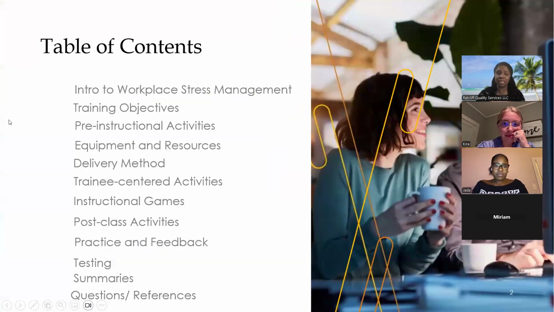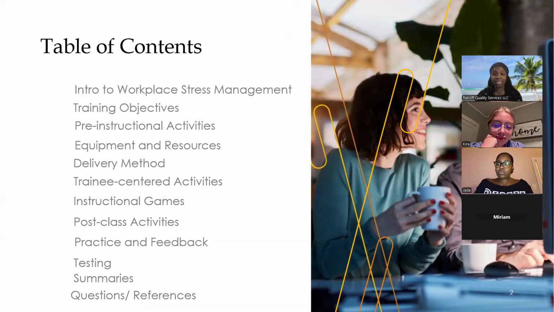Table of contents. I started it off. Let me keep it going. So, what we're going to talk about today, we're going to talk about our intro into workplace stress management. Got to start somewhere. We're going to talk about training objectives, pre-instructional design activities. Got to give some activities to help manage the stress, equipment and resources, delivery methods, trainee center activities, instructional games.